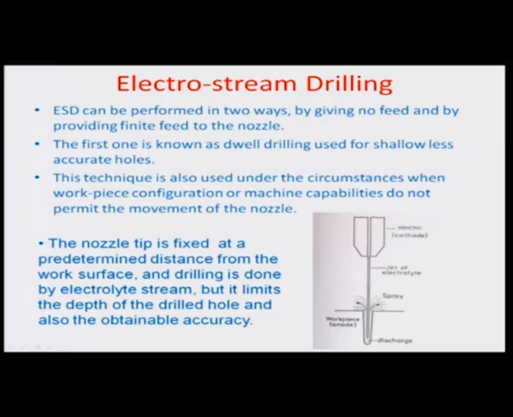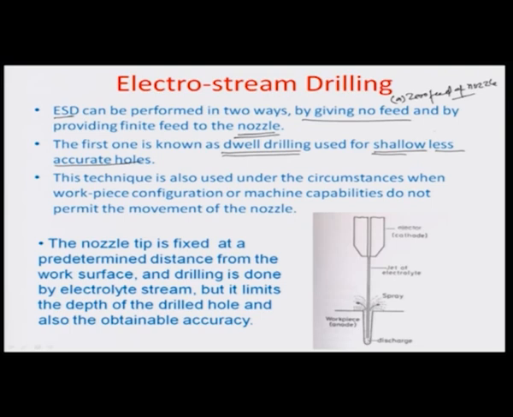One of the modes comes when you do not provide any feed to the nozzle, okay, which carries the acid stream of the electrolyte. Okay. So, there is zero feed of nozzle, and typically this is also called as dwell drilling. Okay. The name dwell suggests that the electrode is stationary, and these are normally used for shallow, less accurate holes, sometimes confined to the surface machining operations.